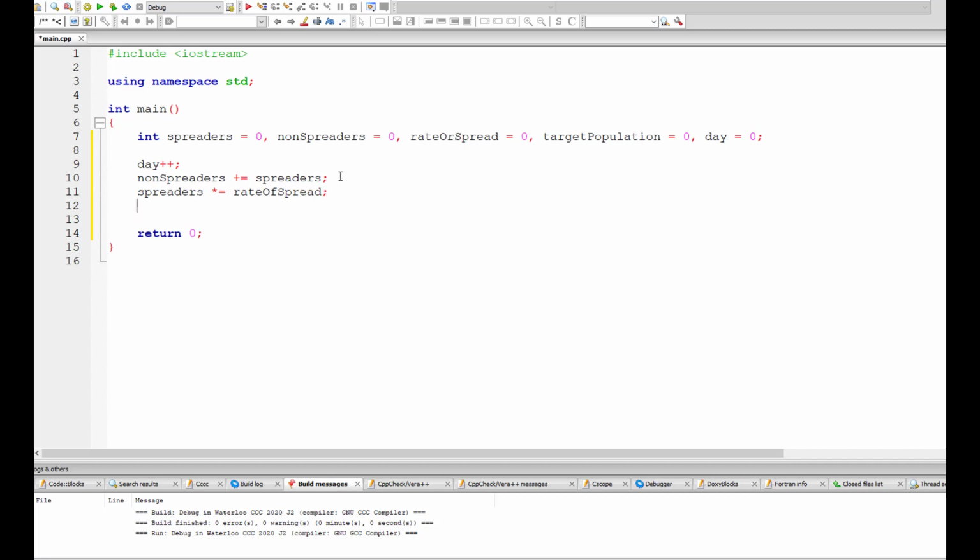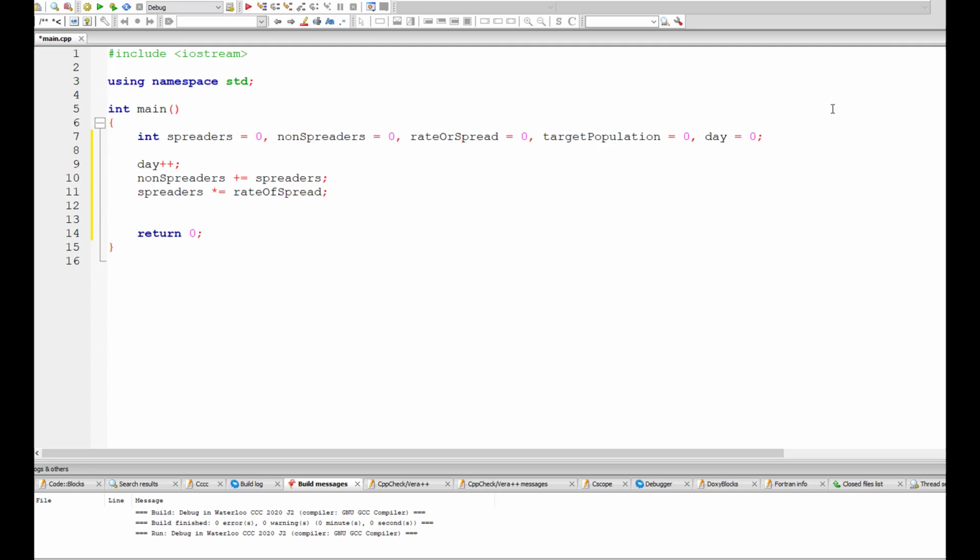Okay, so let's say we start off with 1 person. So we'd have 0 non-spreaders to start, 1 person who could spread the disease, and let's say the rate was 5. So what would happen is that one person would go into the pool of non-spreaders, but they would after that infect 5 other people. So then the spreaders would be 5 for the next day.